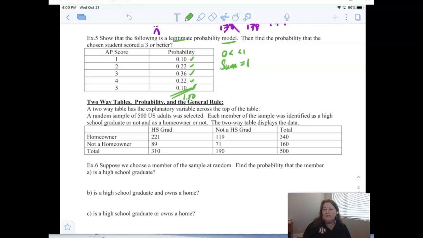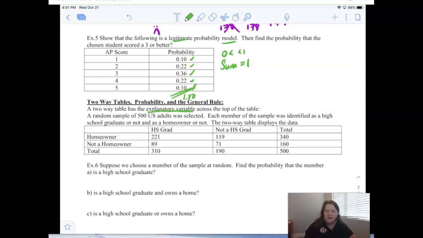Okay. Next one, 2-way table probability and the general rule. A 2-way table has an explanatory variable usually across the top. So usually whatever variable they give you first is what's going to go on the top. And then whatever is the other variable is going to go along the other side, on the left side of the table. It says a random sample of 500 US adults was selected. Each member of the sample was identified as a high school graduate or not, and as a homeowner or not. The 2-way table displays the data.